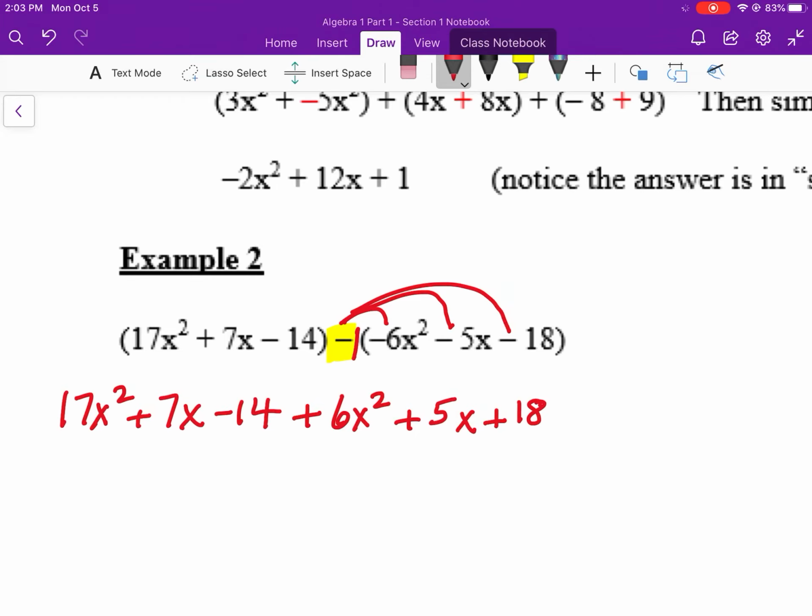Okay, so now I got to find my like terms, right? So 17x squared, I'm looking for other x squared terms. And I see one here at positive 6x squared. So 17x squared plus 6x squared makes 23x squared. And now I'm going to look for the x's. So positive 7x plus 5x. Positive 7 plus 5 makes positive 12x.